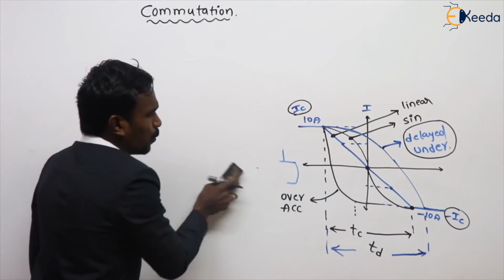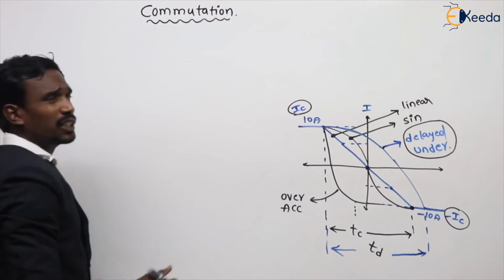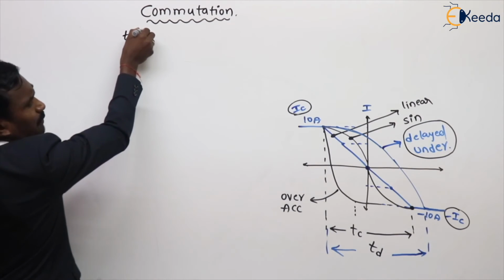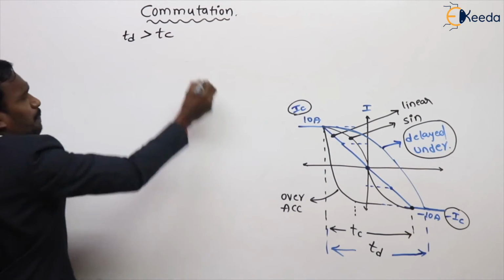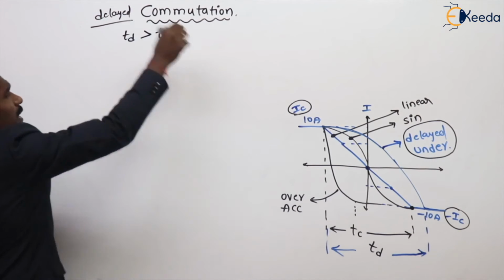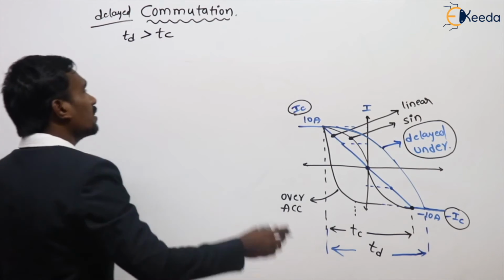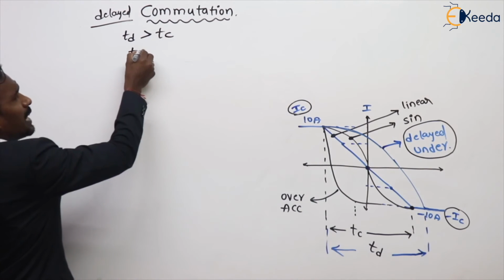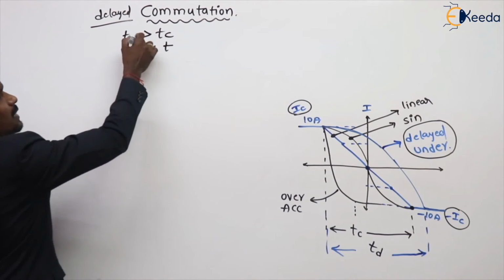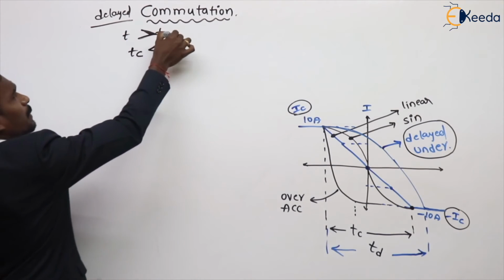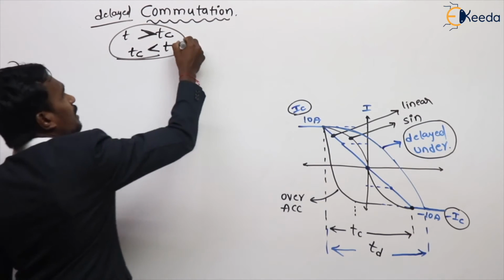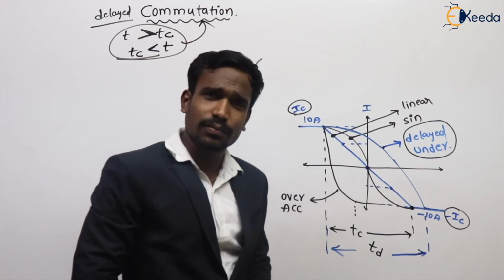So tell me, sir, what is the definition of delayed commutation? Delayed commutation is nothing but when the time taken for reversal of current is greater than the commutation period. This is the definition for delayed commutation. Or generally, when the commutation period is less than the time taken for reversal of current, it is called delayed commutation.